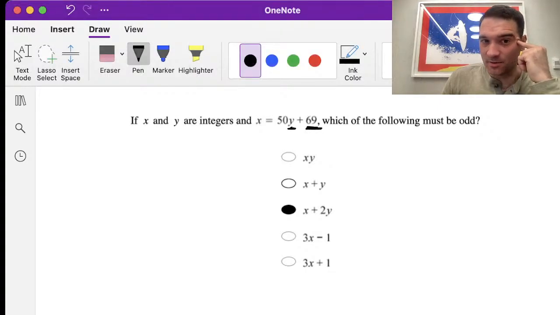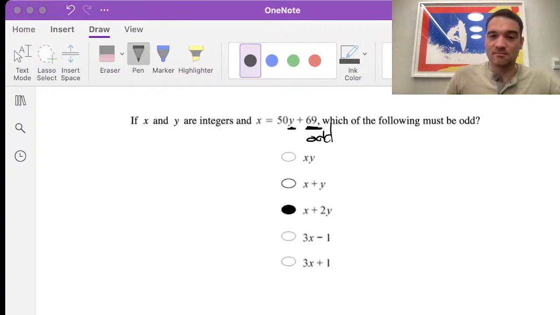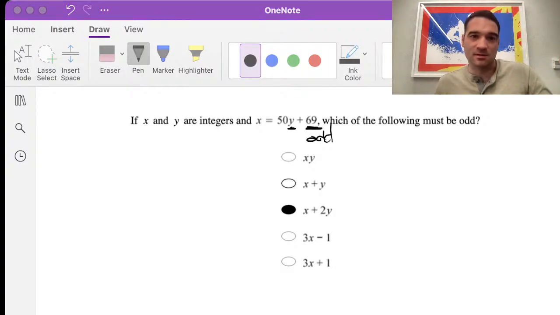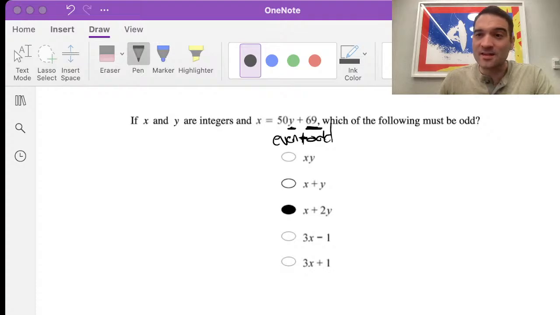69 is an odd number, but 50 times y, an even times any number, is going to be an even. Right? So what I have is an even plus an odd. Slow me down if it's going too fast or if anything's not making sense. So an even plus an odd.